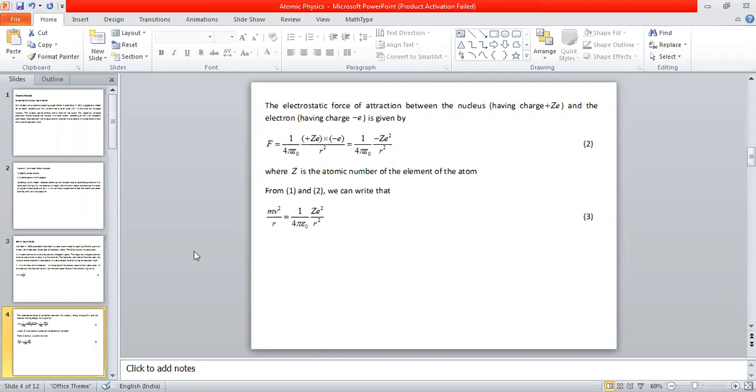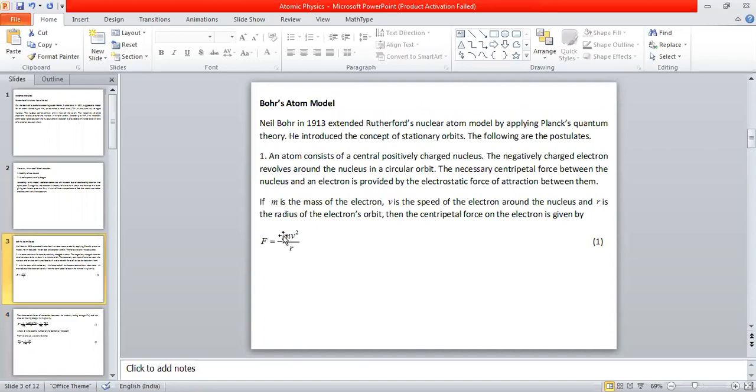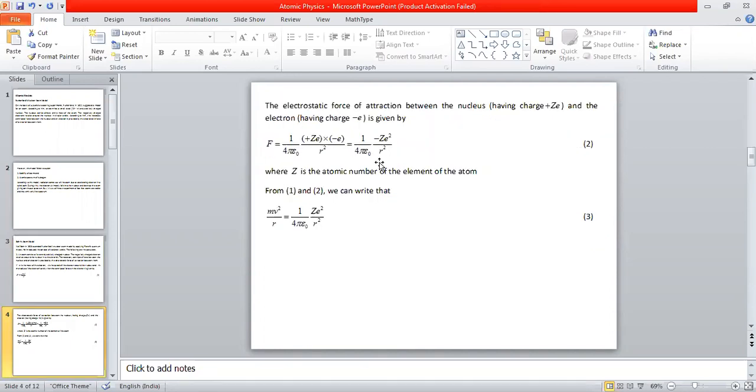Now this equation 1 and equation 2 you can compare. On one side you can write the expression as minus m v square by r. The same thing you can also write as minus Ze square divided by 4 pi epsilon naught r square. If you compare equation 1 and 2, you get m v square by r is equal to 1 by 4 pi epsilon naught Ze square by r square.